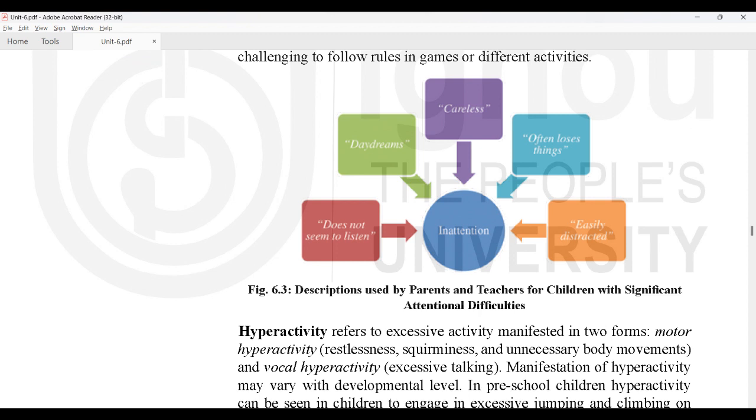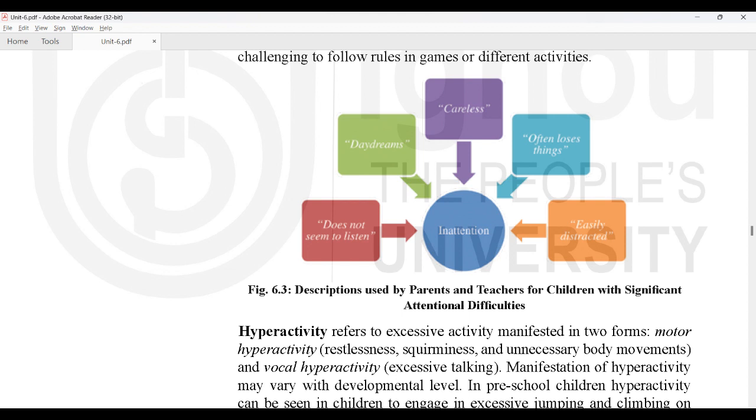Fig. 6.3 Descriptions used by parents and teachers for children with significant attentional difficulties. Hyperactivity refers to excessive activity manifested in two forms: motor hyperactivity, restlessness, squirminess, and unnecessary body movements, and vocal hyperactivity, excessive talking.